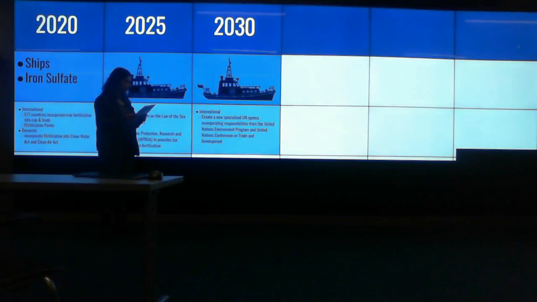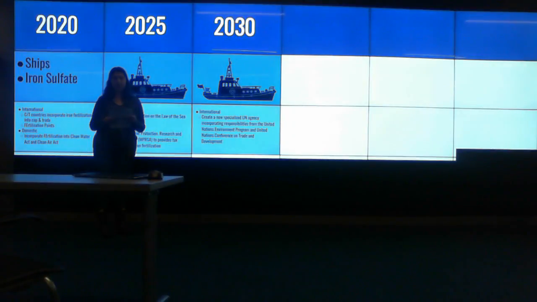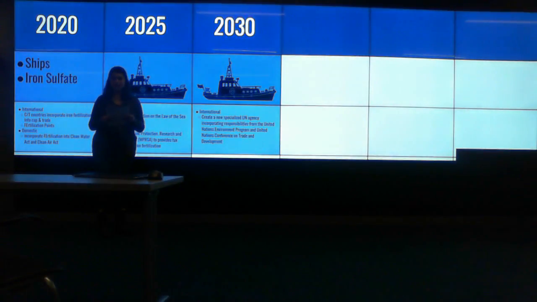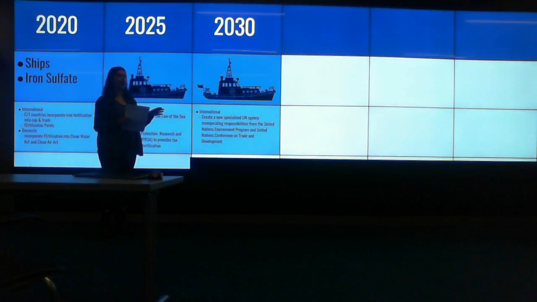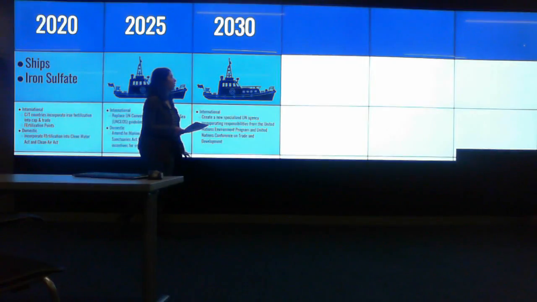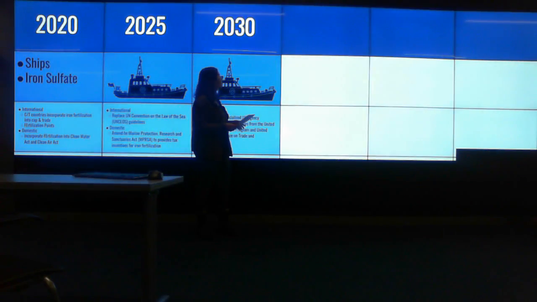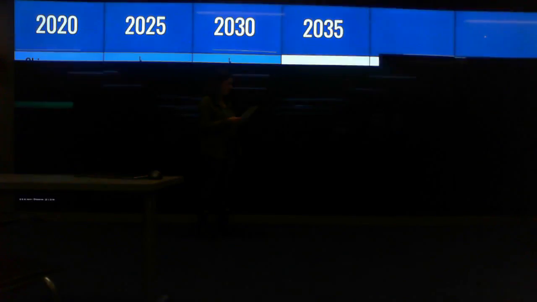And then for the policy, we want to create a new specialized UN agency incorporating responsibilities from the United Nations Environment Program and the United Nations Conference on Trade and Development to reinforce and manage cap and trade, because there wouldn't be any UN branch right now that would specifically look at both the economic and environmental imperatives that we're discussing currently. And then we'll have the fun dollar sign again to just symbolize continuity as we go to 2035.